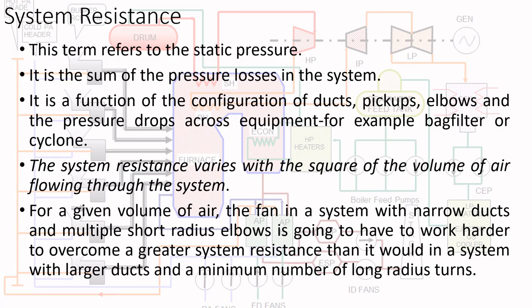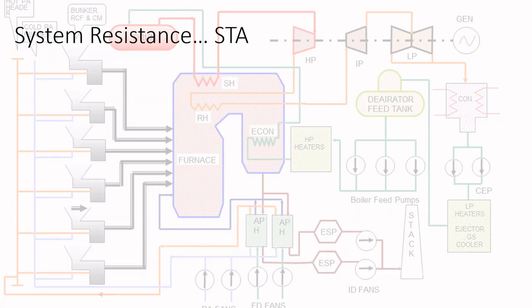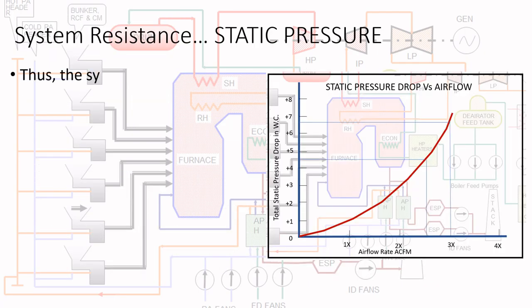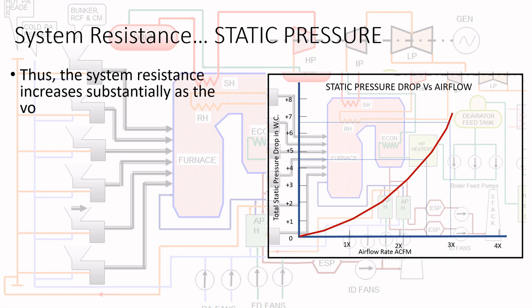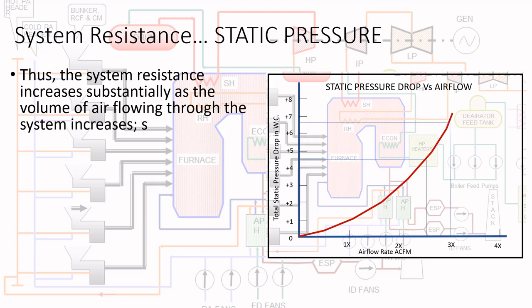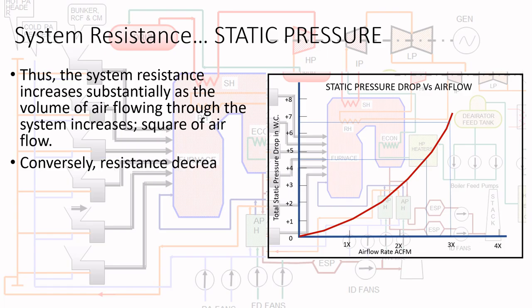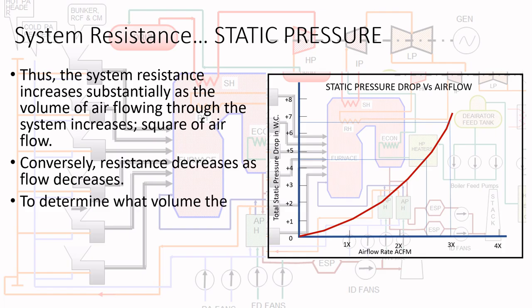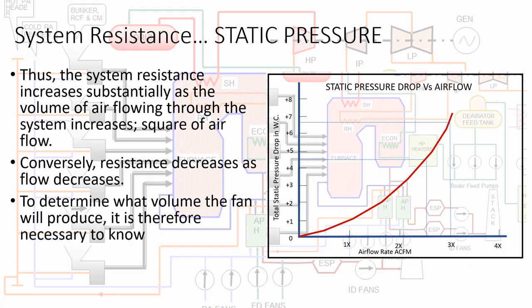Some more points about the static pressure. Thus, the system resistance increases substantially as the volume of air flowing through the system increases, as the square of the flow. Conversely, the resistance decreases as the flow decreases. To determine what volume the fan will produce, it is therefore necessary to know the system resistance characteristics.